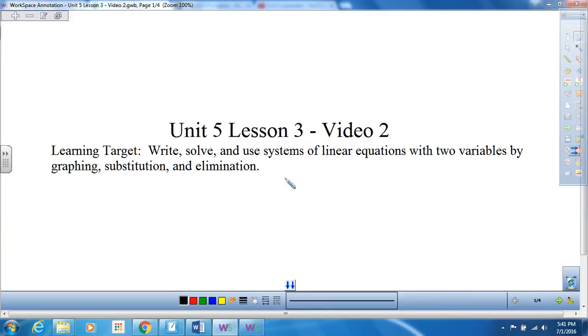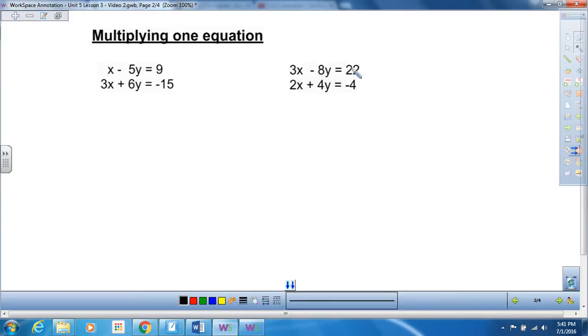This is Unit 5, Lesson 3, Video 2. We're still going to be solving systems with elimination, but this time the equations don't have the same number, so we're going to have to multiply. Okay, so sometimes you just have to multiply one equation.